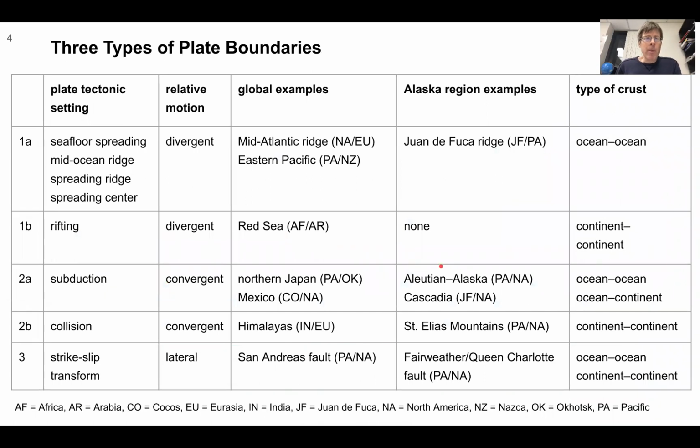So here's our table of plate boundaries, and you can see that instead of 3, there's actually 5 rows, where 2 of them have been split into 2 categories. So we'll be looking at the plate tectonic setting, the relative motion, which would be divergent for the first, convergent for the second, and then lateral for the third. Global examples, Alaska region examples, and then the type of crust of the 2 plates at the boundary. Is it ocean and ocean, continent, continent, and so on? These 2-letter abbreviations show the 2 plates on either side of the boundary.